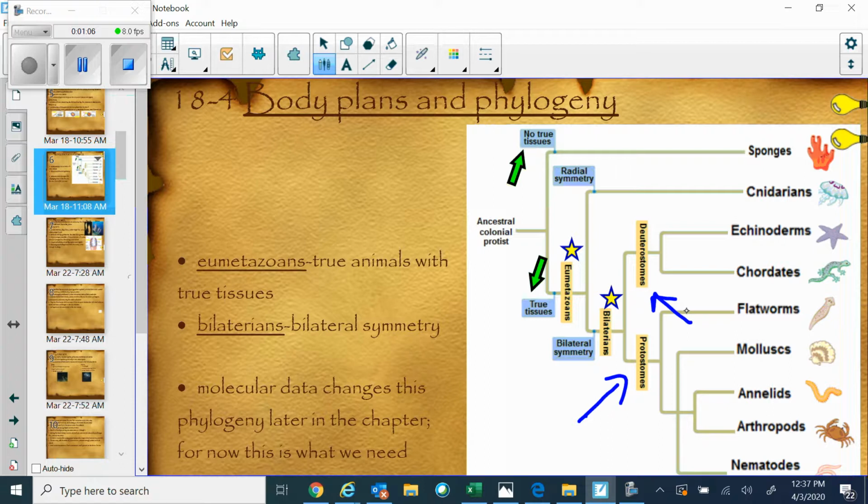All right. So eumetazoans are the true tissues. We find that with this star. And the bilaterians are these guys here. Bilateral, universal eumetazoans. So everything past this point has true tissues. There's one group that's radial with true tissues. Everything else is bilateral with true tissues. And it's important to note that we're going to use molecular data moving forward. This is what we're working from today.